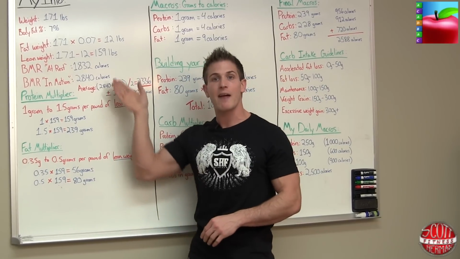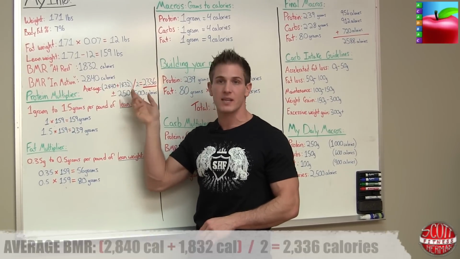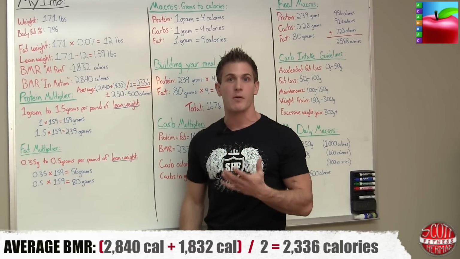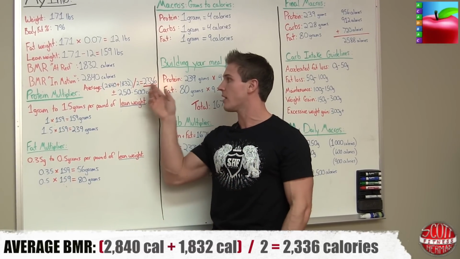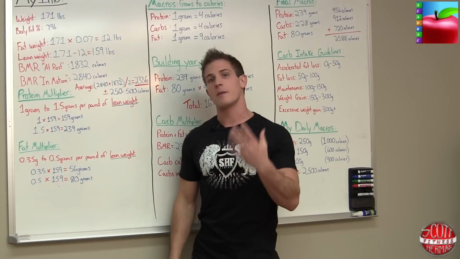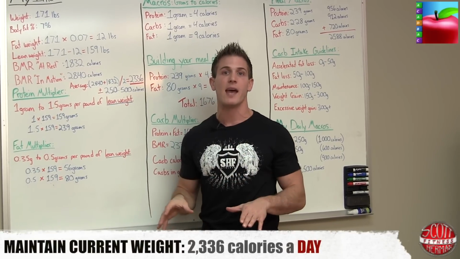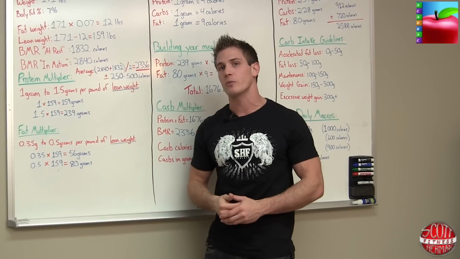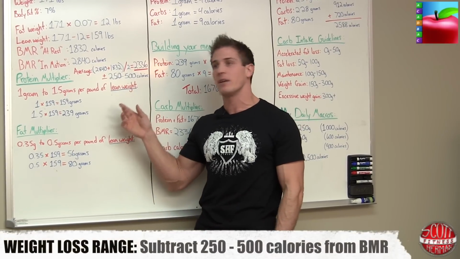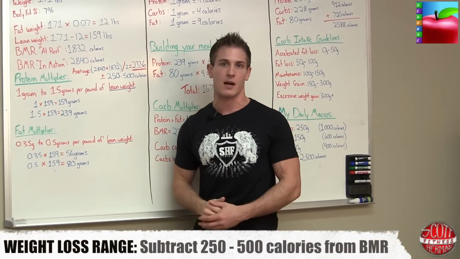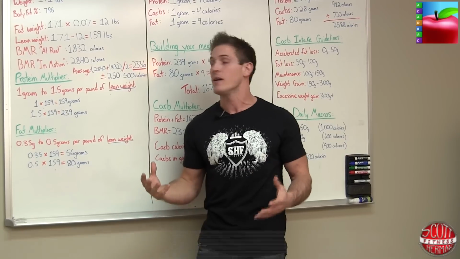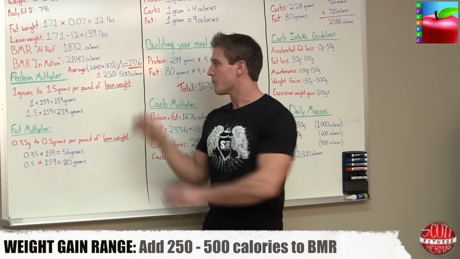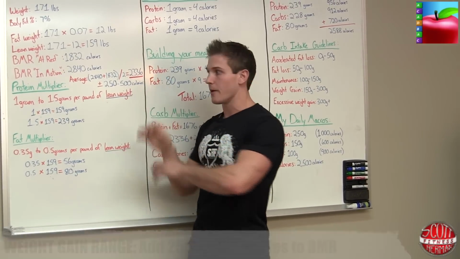And in order to get an average of those, all you're going to do is add them together, then divide by 2. So on average, my daily BMR is 2,336 calories, and that's how many calories I need to be consuming a day in order to maintain my current weight. Now typically if you want to lose weight, you want to be 250 to 500 calories below this number, and if you want to gain weight, you want to be 250 to 500 calories over that number. But keep this in mind because we're going to use that later.